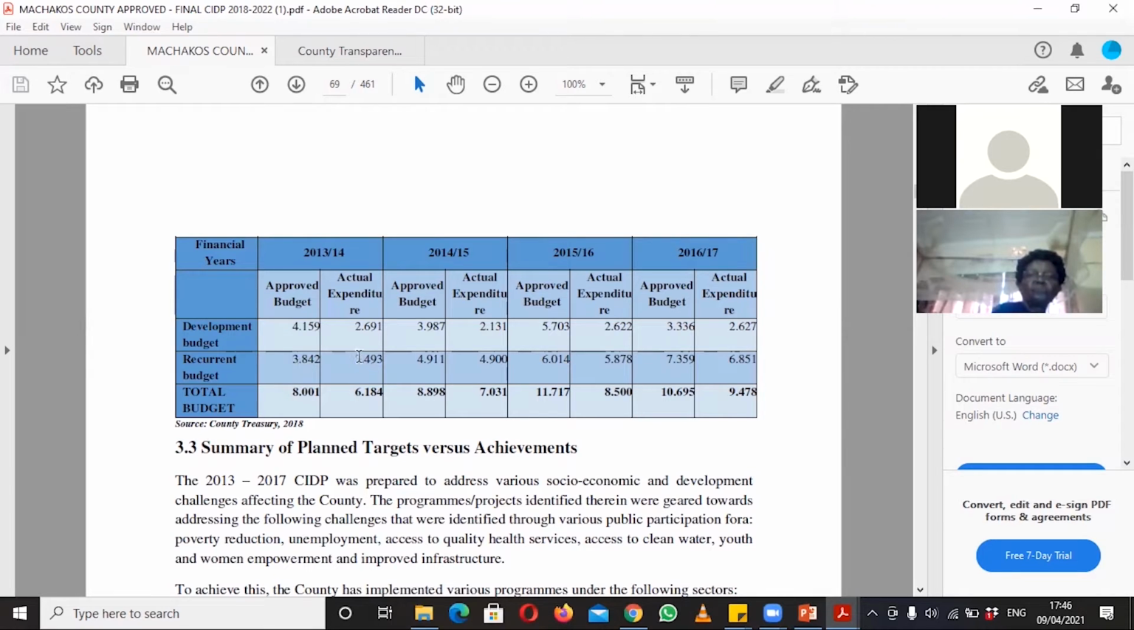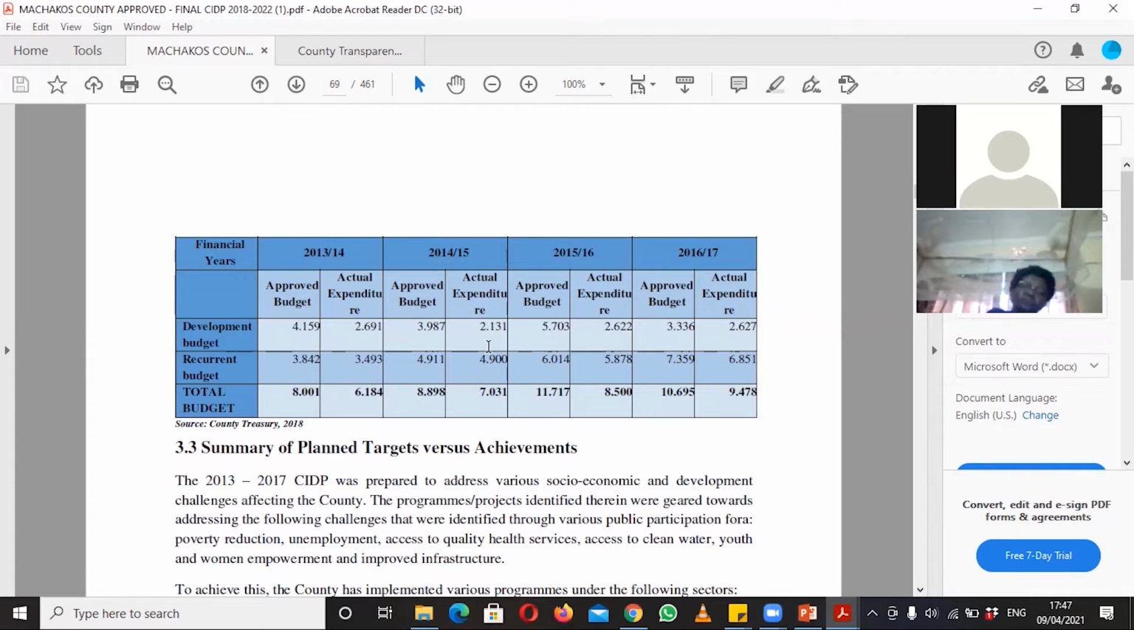As long as they are using the recurrent expenditure, they are using it more, but the development expenditure, they are not using that money. They had approved 8 billion for financial year 2013, but the actual money they used was 6 billion. In financial year 2014-2015, the approved development budget was 3.9 billion, but the actual they used was 2.1 billion. So even in this case, they are still underutilizing the development expenditure.